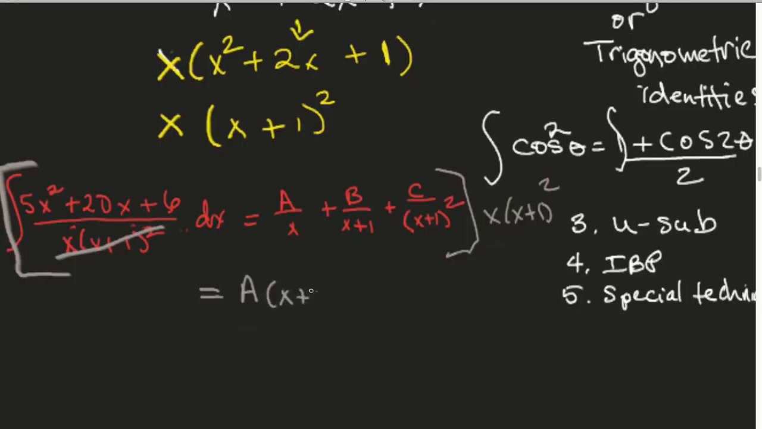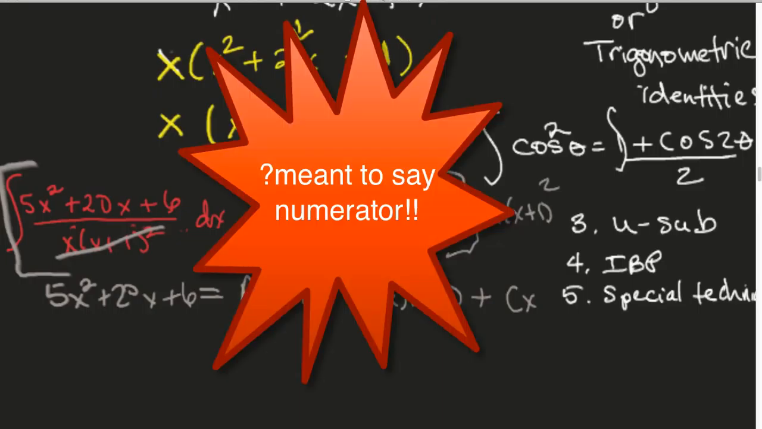So the A would be A times (x plus 1) squared. Good. And then plus B times (x plus 1). And then what's the last one going to be? Plus C times x. Good. And then on the left side, we can just write down the numerator. Did you get the light bulb moment? Yes.